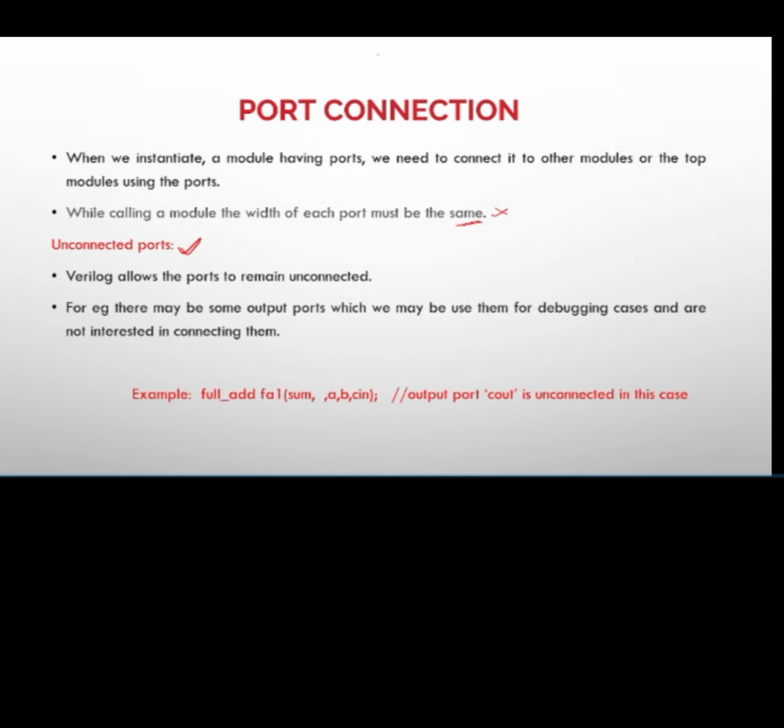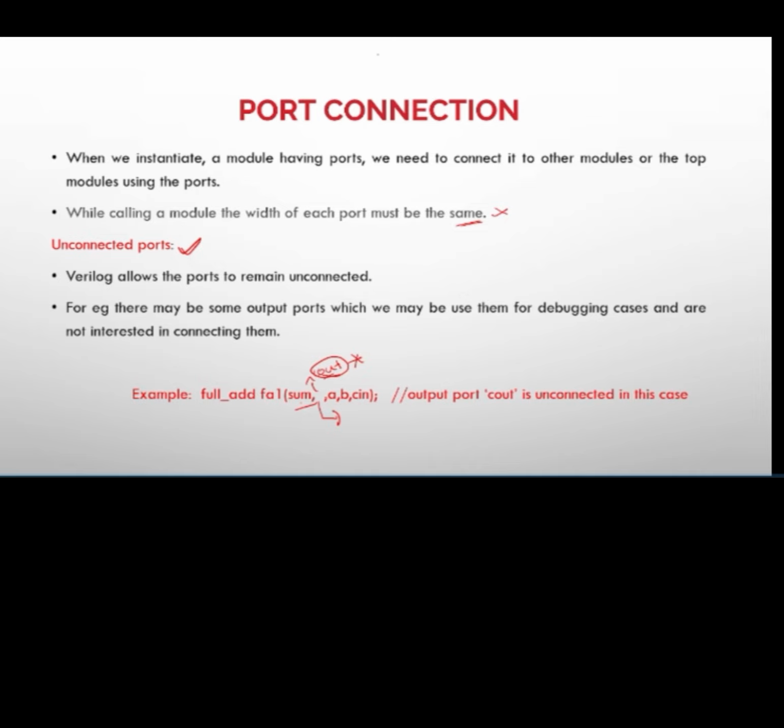For example, if you don't want some port to connect, look at the full adder example here. Sum and cout are the outputs, and a, b, c are the inputs. Now you don't want this particular cout to be connected with anything. You don't want to connect that carry to anything. Then you can just leave white space in that place, so that it remains an unconnected port. Basically, in hardware you just don't connect any wire to that particular port, and it is left unconnected.